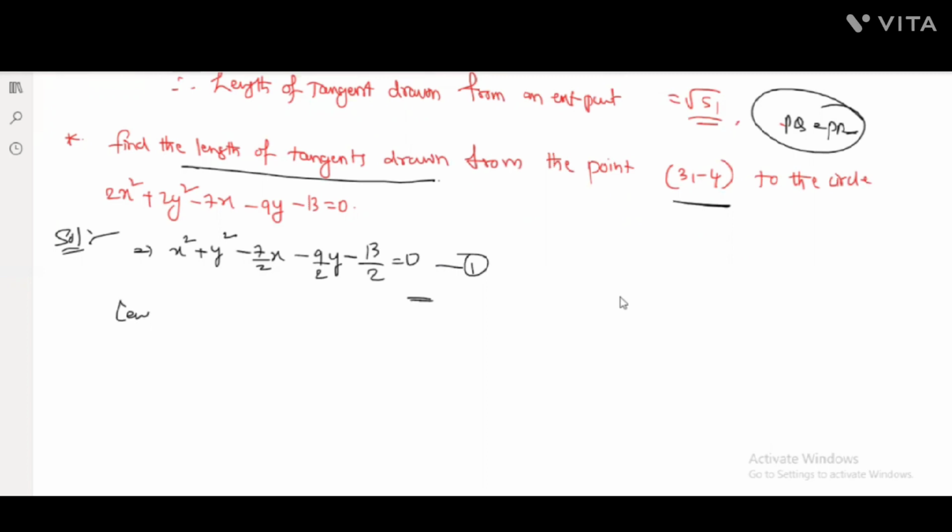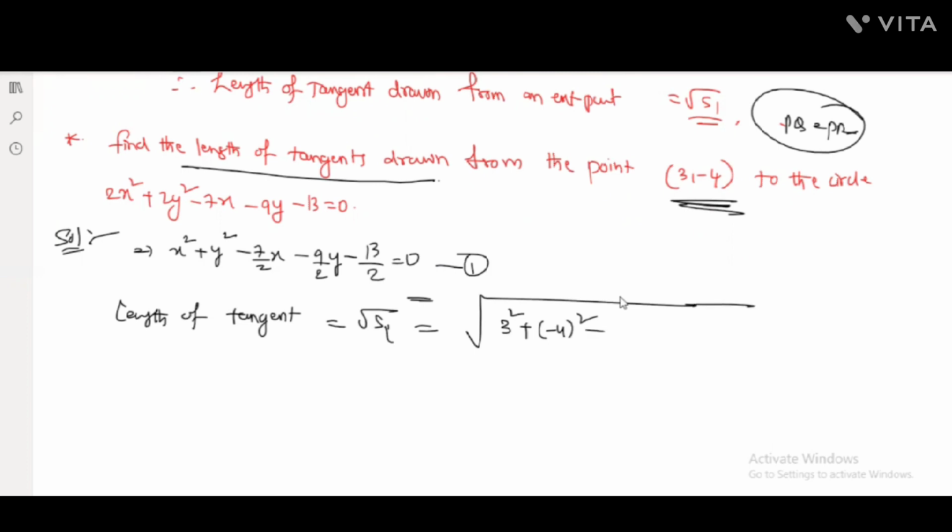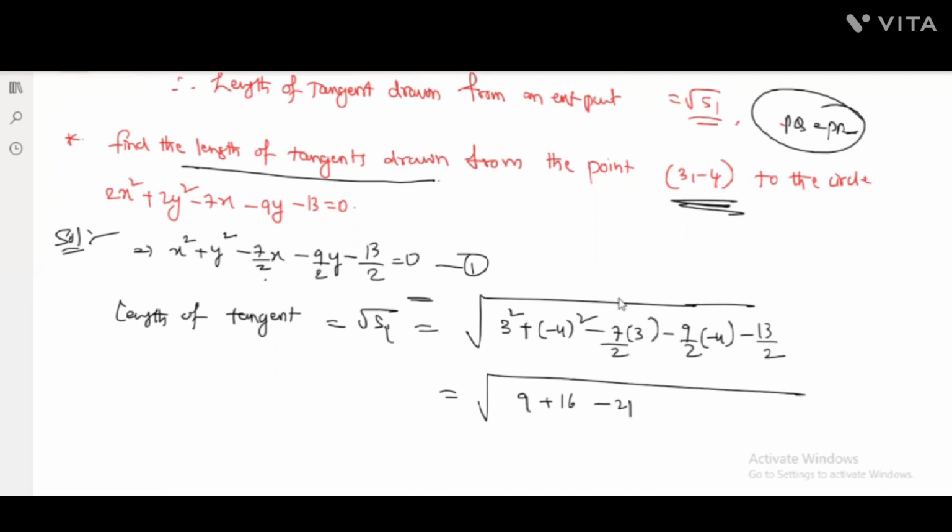So what is the length of tangent? Length of tangent is root S1. So let's substitute (3, -4) in the equation. We'll get 3 square plus (-4) whole square minus 7 by 2 into 3 minus 9 by 2 into -4 minus 13 by 2. If we simplify this one, 9 plus 16 minus 21 by 2 plus 36 by 2 minus 13 by 2.